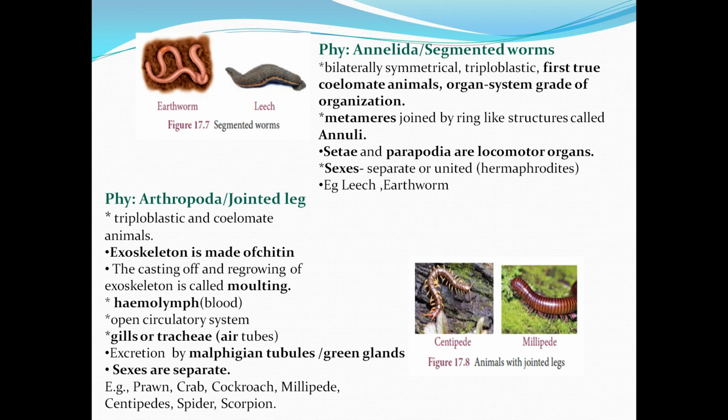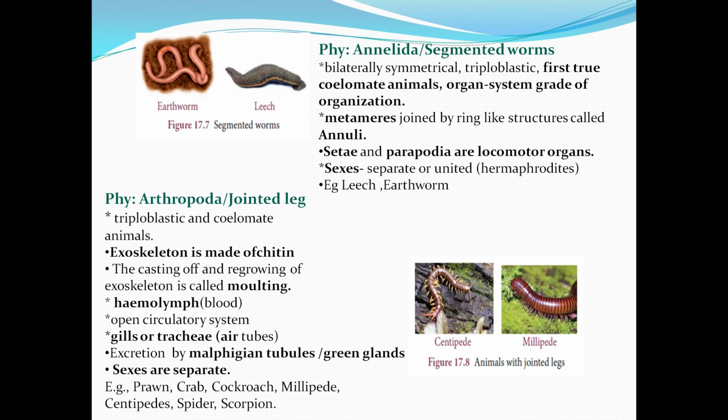Example: leech and earthworm. So next to Annelida we have the phylum Arthropoda. Arthro means jointed, poda means leg, and these organisms are triploblastic coelomate animals. And here they have the exoskeleton which is made up of chitin. So chitin is a type of carbohydrate.